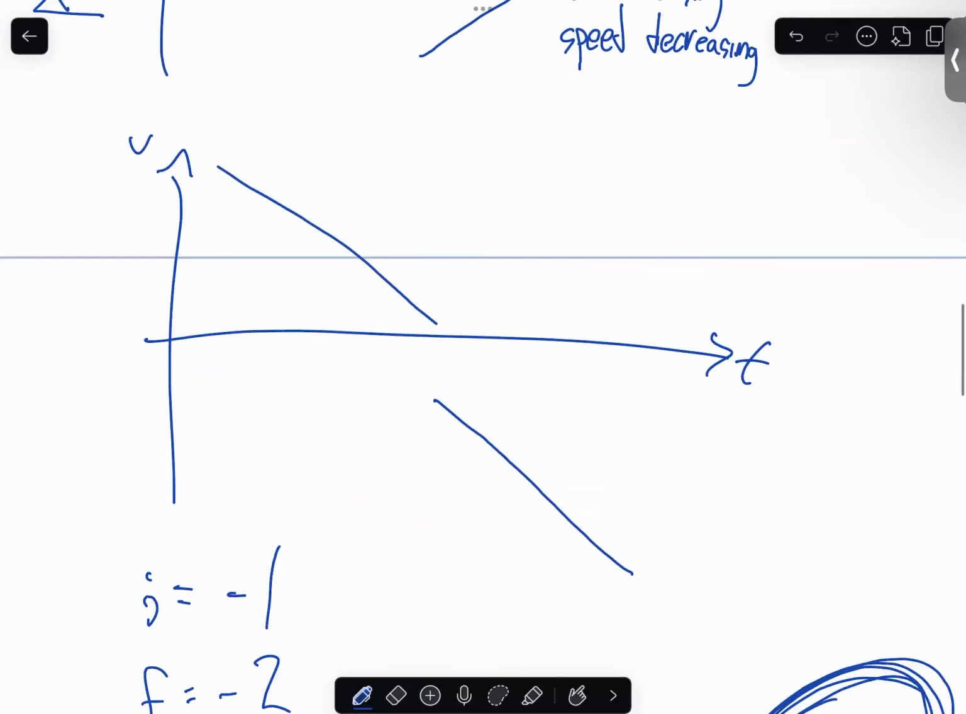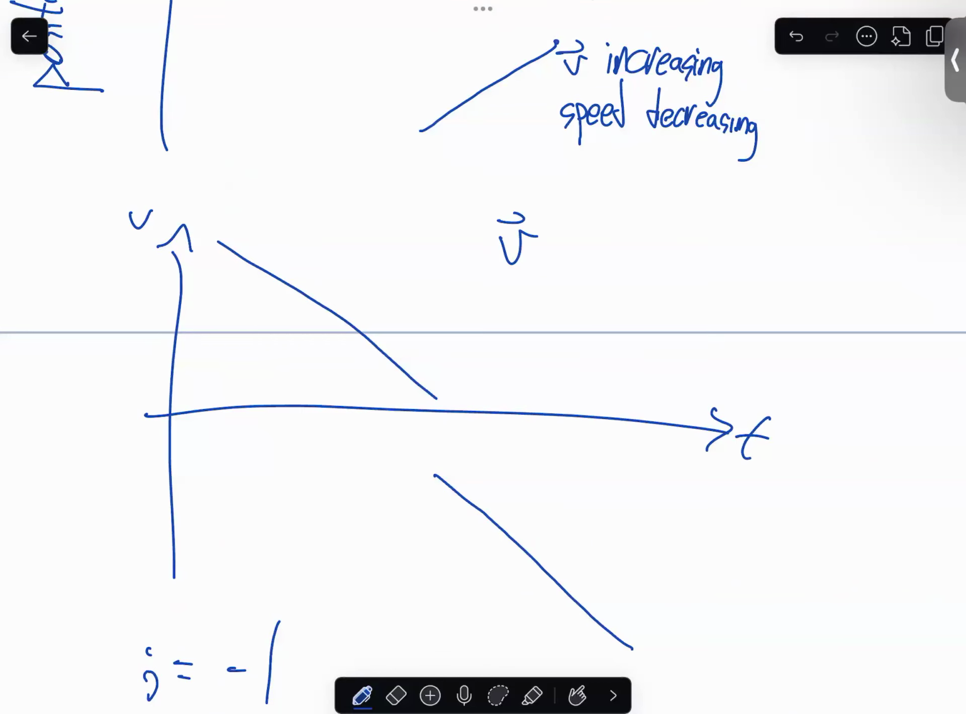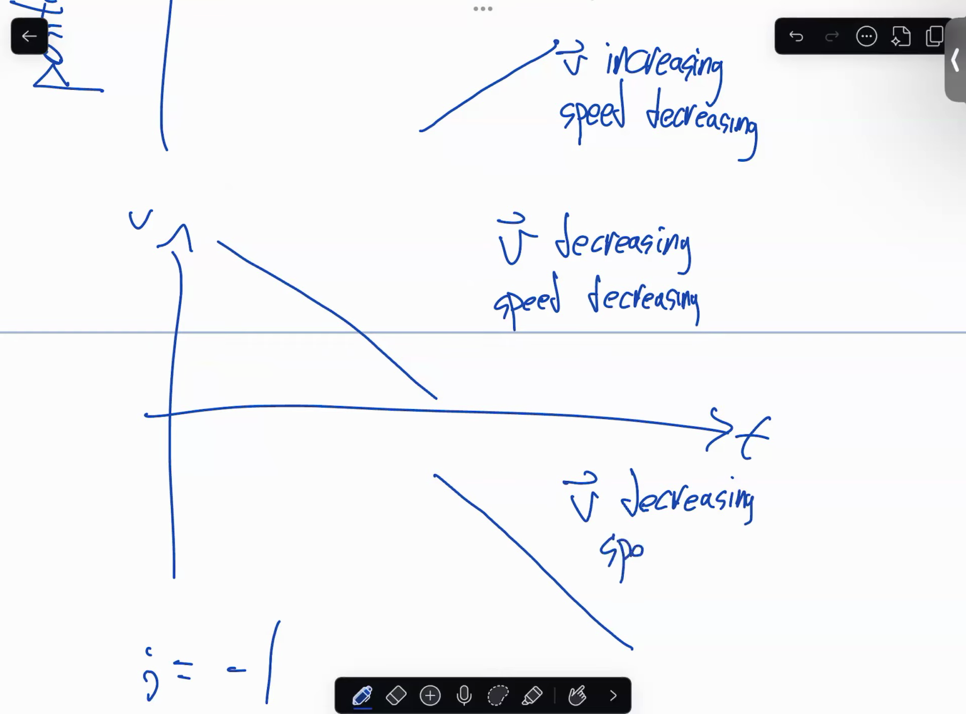So I want to put this together here. Velocity decreasing. And since I'm approaching the horizontal axis, I'm going to write it out. Speed decreasing. Velocity is still decreasing. You're going down. But I am getting further and further from being at rest. Okay?